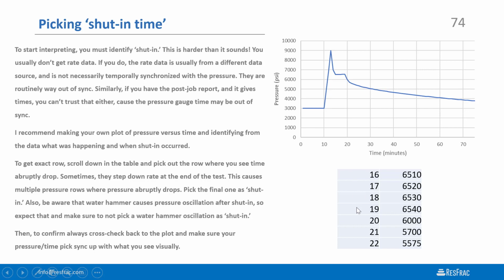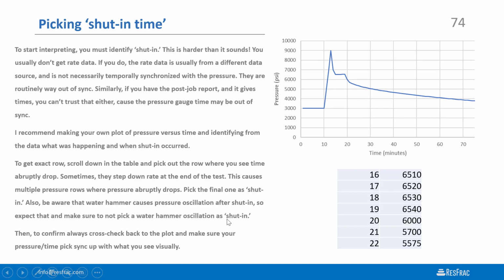So like right here, just to have an example, we would see from 19 to 20, there's a big drop in pressure, and so we could say, okay, this must have been the last point of injection. In this case, it's really simple, but it's not always so simple. It's really important to cross-check the visual plot with the data here.